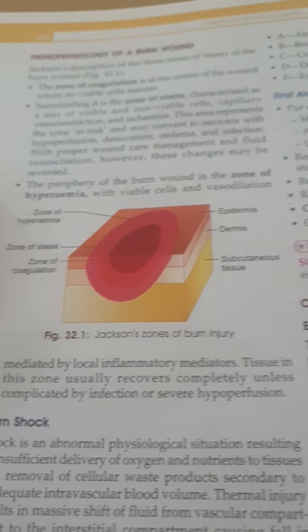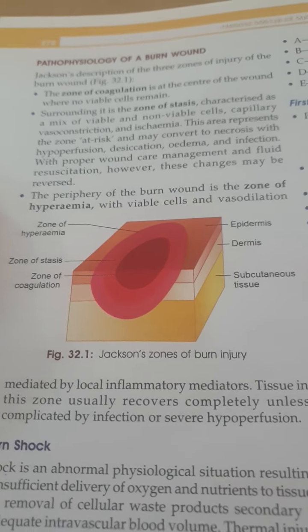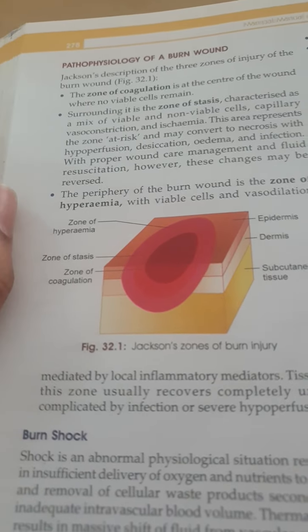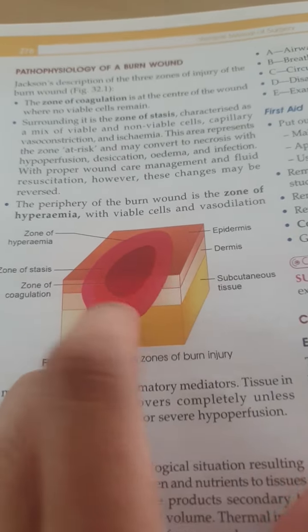Hi friends, today we'll be discussing the zone of coagulation, zone of stasis and zone of hyperemia of the pathophysiology classification of zones of burns in detail in today's lecture. So what is the zone of coagulation? What do you see here? You see congestion, right?